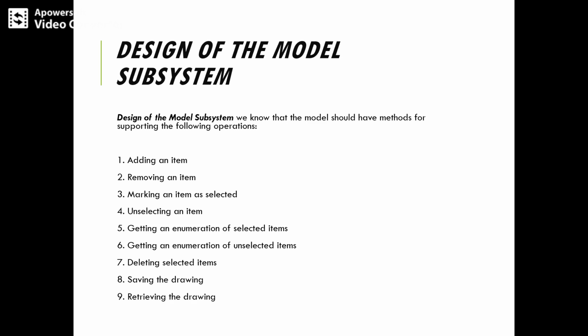Getting an enumeration of selected items, how we can see the number of items that might be selected. Getting an enumeration of unselected items, a list of items will be taken into this. Deleting the selected items completely, we are using delete operations here.